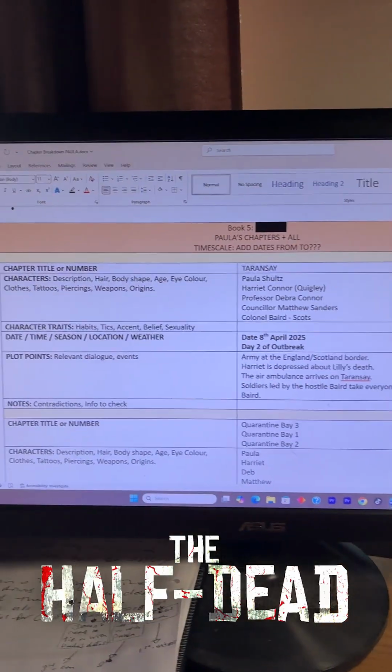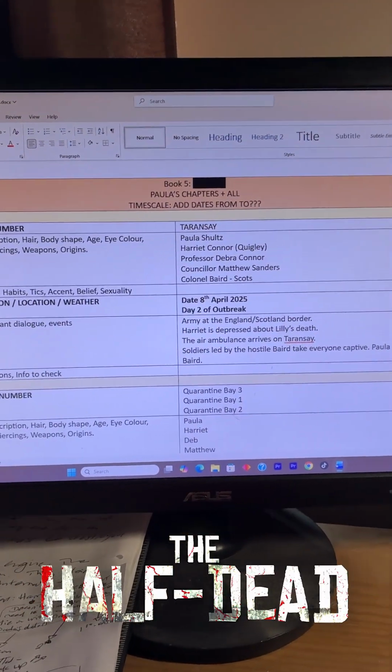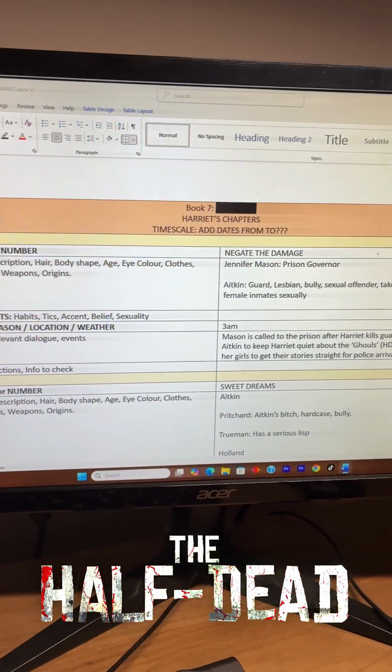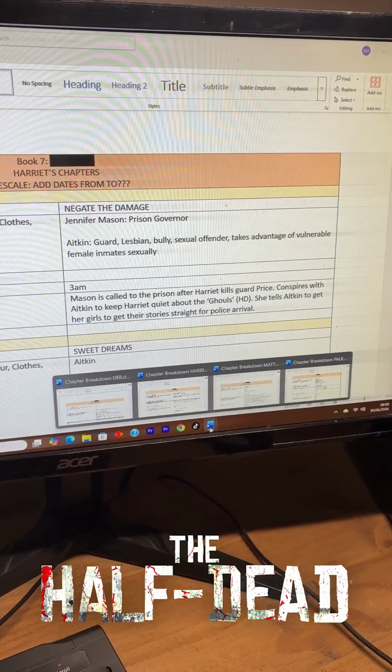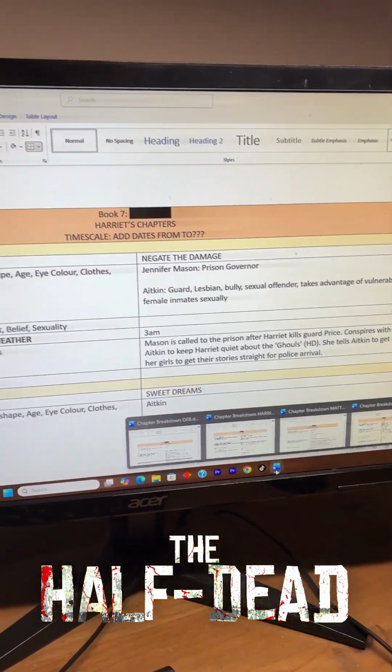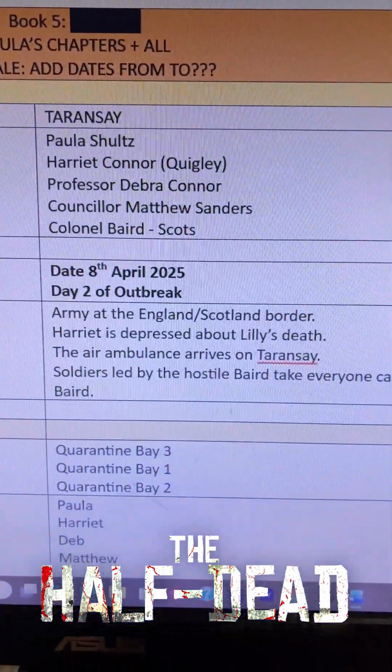So I'm going to show you exactly what I've got in the documents on my computer right this moment. Basically I've got 4 documents open on these 2 screens, and they are a list of the individual characters' chapters. So I'll put them into these tables.